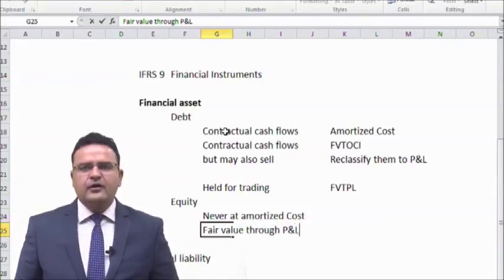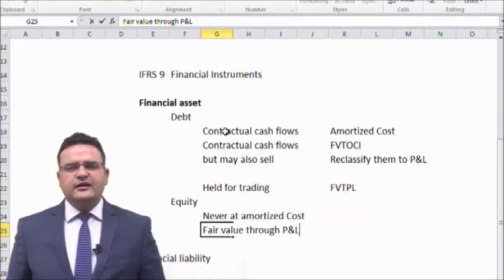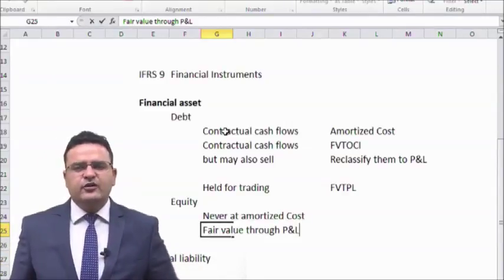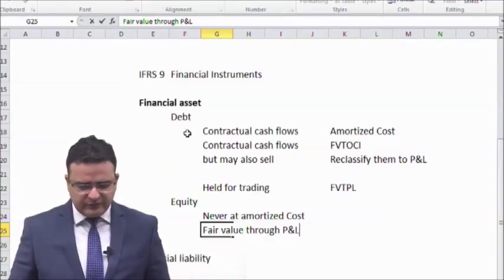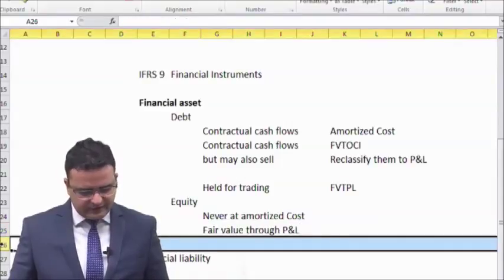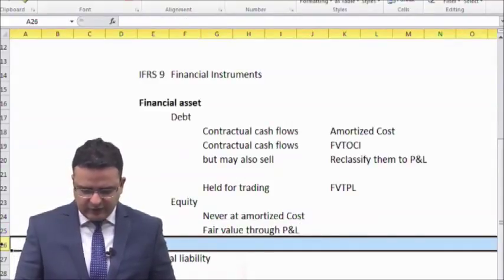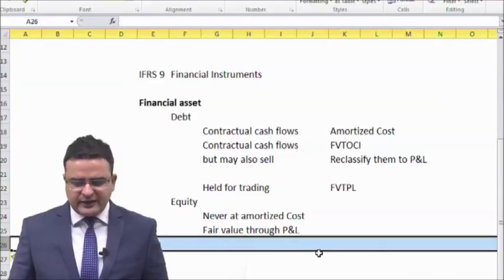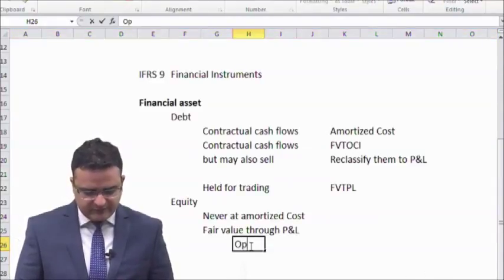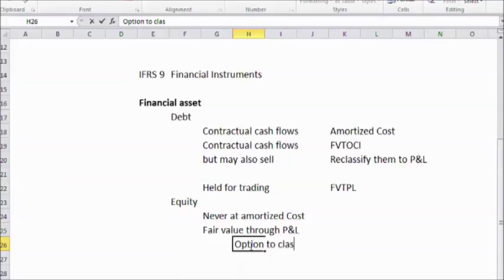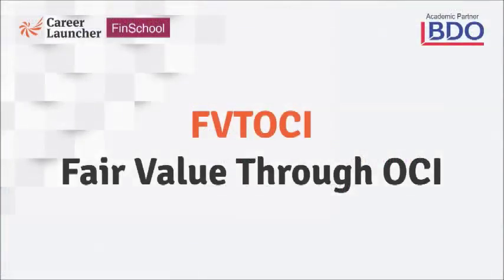Now there are companies who say that our intention is to hold this equity instrument for a longer period of time, and we do not wish to expose ourselves to market risk at the end of every year. So there was an option given to them that they can opt for an irrevocable option to classify as fair value through OCI. Now what is fair value through OCI? This is a new term in IFRS.